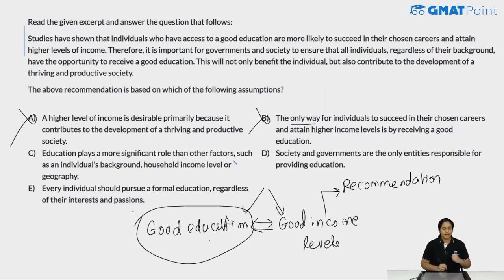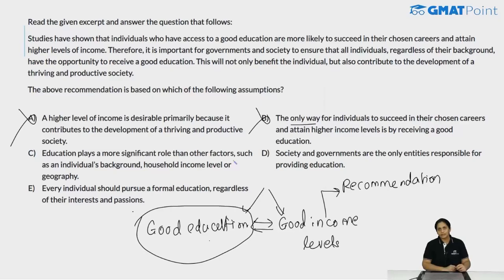Let's consider option C. Education plays a more significant role than other factors such as an individual's background, household income level, or geography. Now suppose I invalidate this factor, that education does not play a more significant role. What plays a bigger significant role when it comes to income levels is, suppose it is the individual's background, how rich or poor they are by default, or what their household income level was when they were growing up, or where they are from. If your geography also matters, whether you are from the richer areas or from the poor areas, even if I give you a good education, if all of those factors are not fixed, that good education is not going to lead to good income levels.